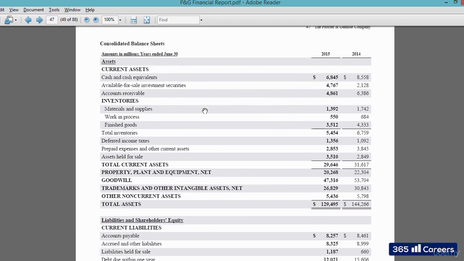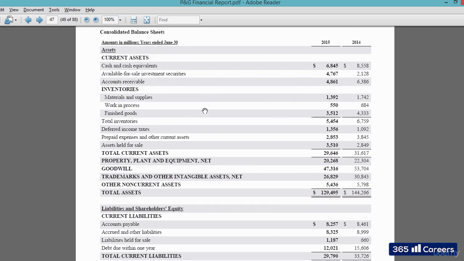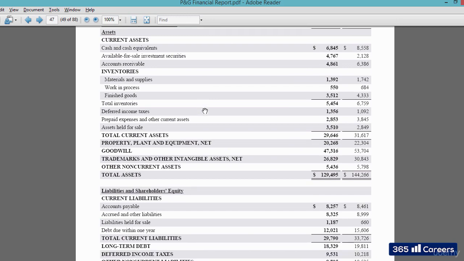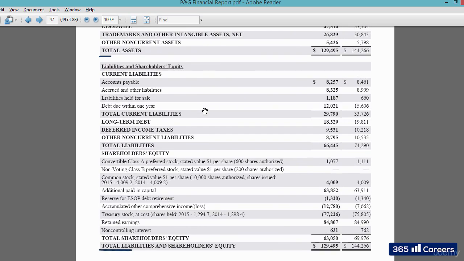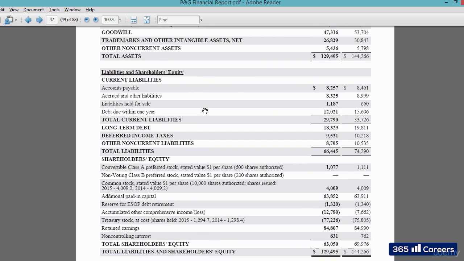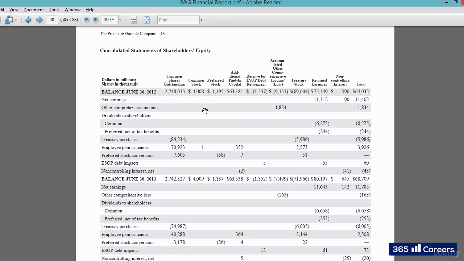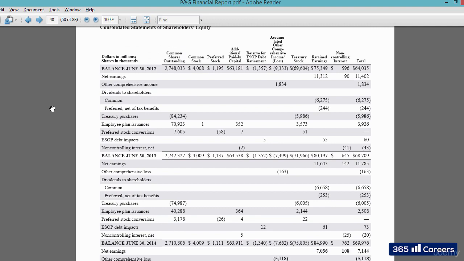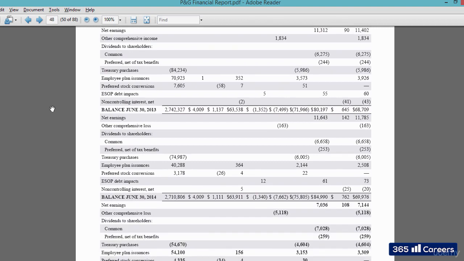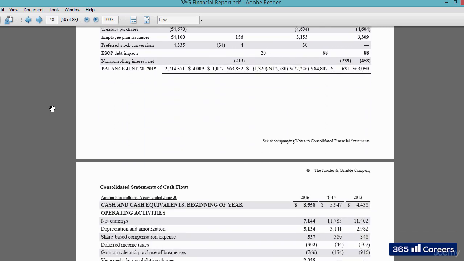After the P&L statement, we find P&G's balance sheet. The company's assets are equal to liabilities and equity. The accounting equation is satisfied. And it should be. Several thousand people worked on this report. The statement of shareholders' equity shows the changes in the company's equity in a very detailed way.